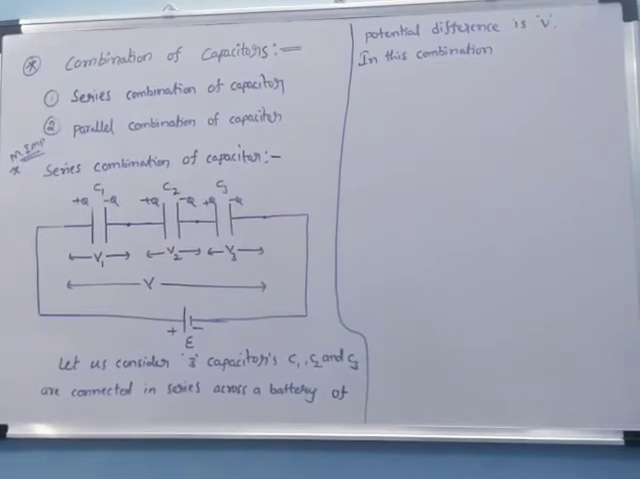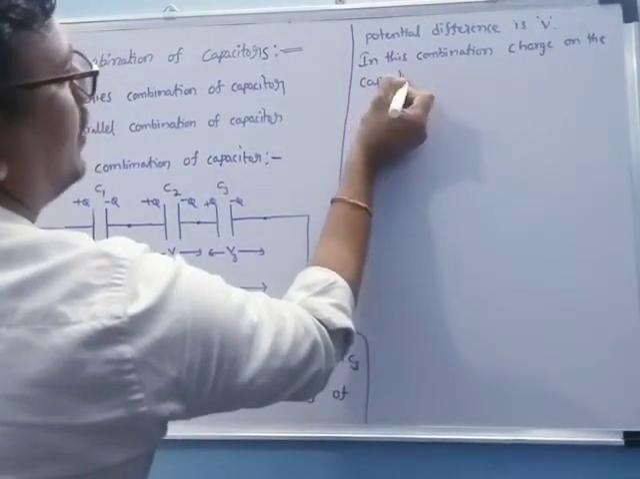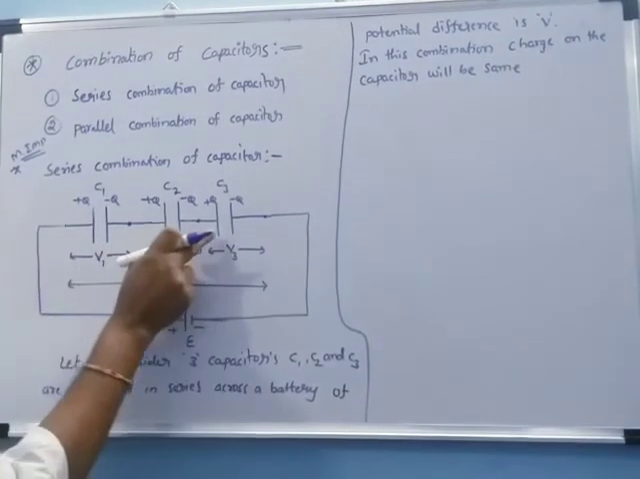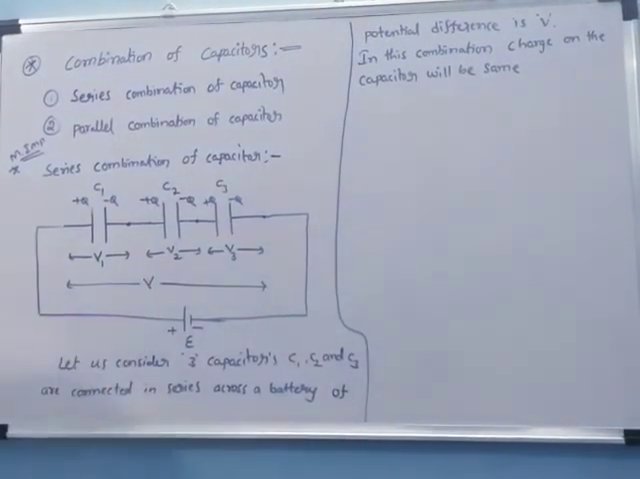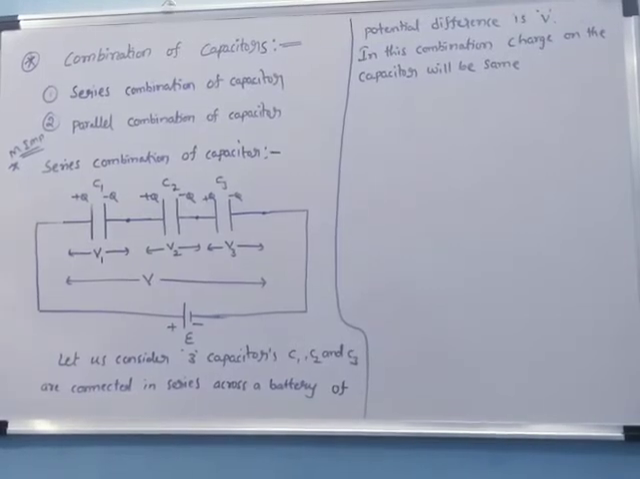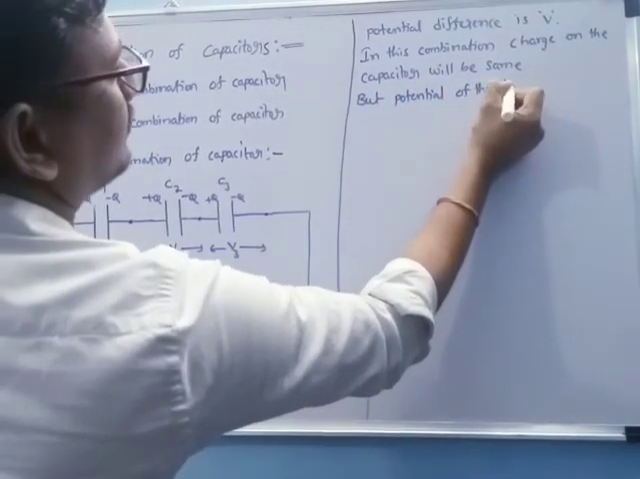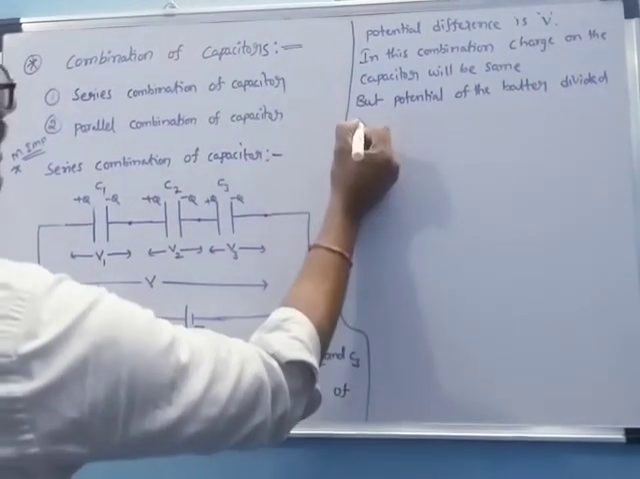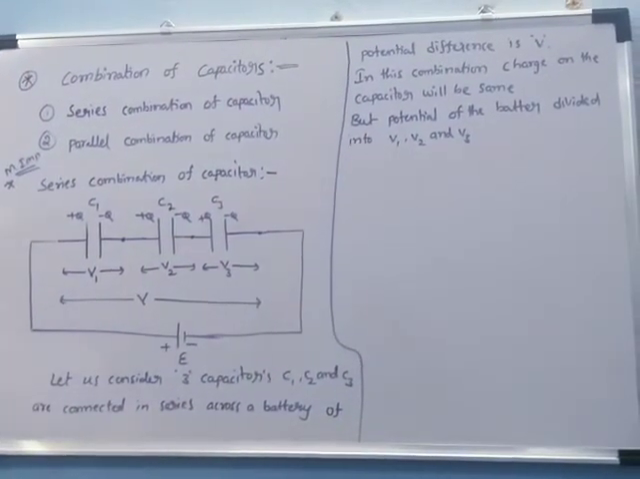In this combination, the charge on each capacitor will be the same. Observing C1, C2 and C3, the first plate has positive charge and the second plate has negative charge. That's why the charge on each capacitor is the same, but the potential of the battery is divided into V1, V2 and V3.